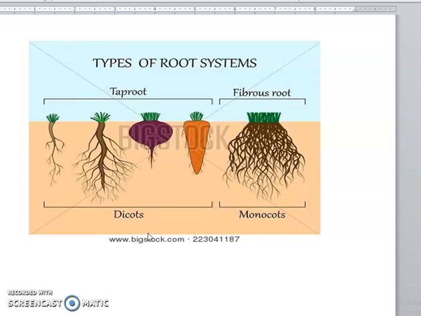Talking about the types of roots. The 2 major types of root system are taproot and fibrous roots, as you see here shown in the picture. A taproot system consists of a thick root with few smaller branches, as you see here in this carrot. One main part and small branches. Okay, the main part is here and the branches.